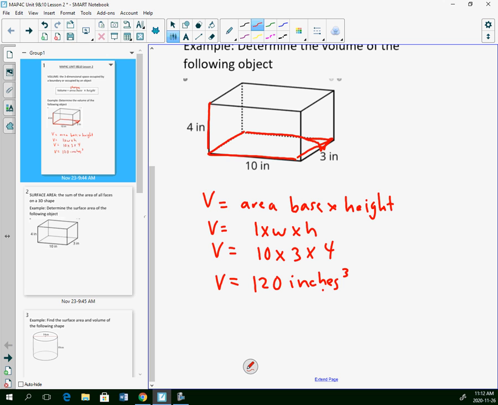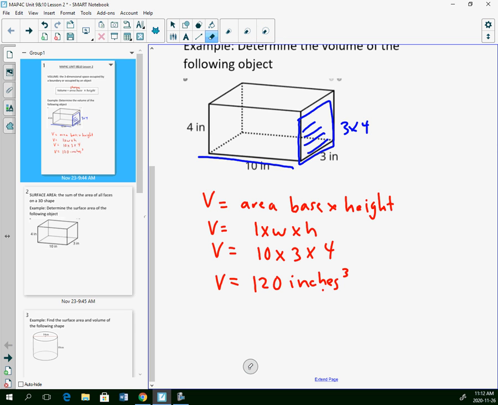Okay. Now, keep in mind, I just used this as the base. Any side could be the base. So I could say, if I tipped it over on its side, then this could be the base. Right, so we would take 3 times 4, and then this would be the height. We're still going to get the same result. So it doesn't really matter which side we pick as the base. We will end up with the same result.